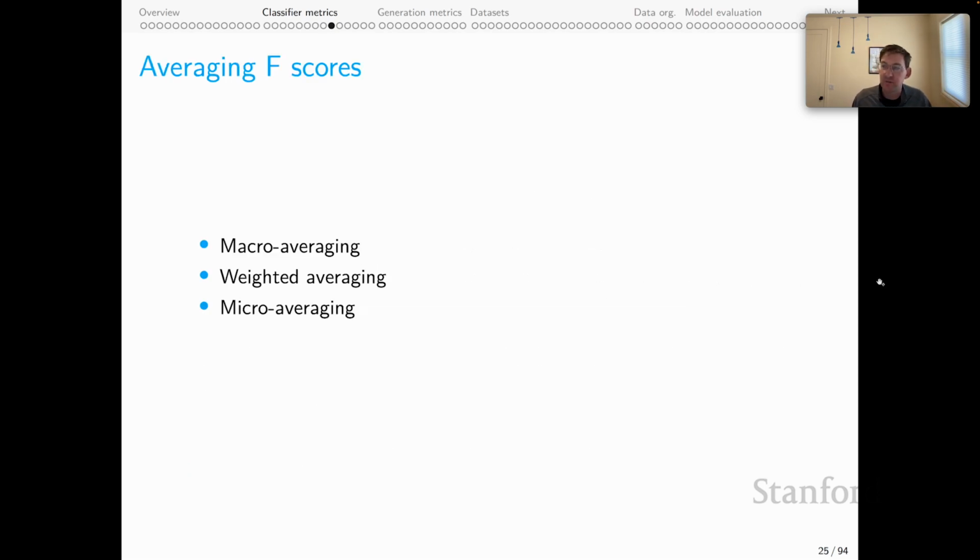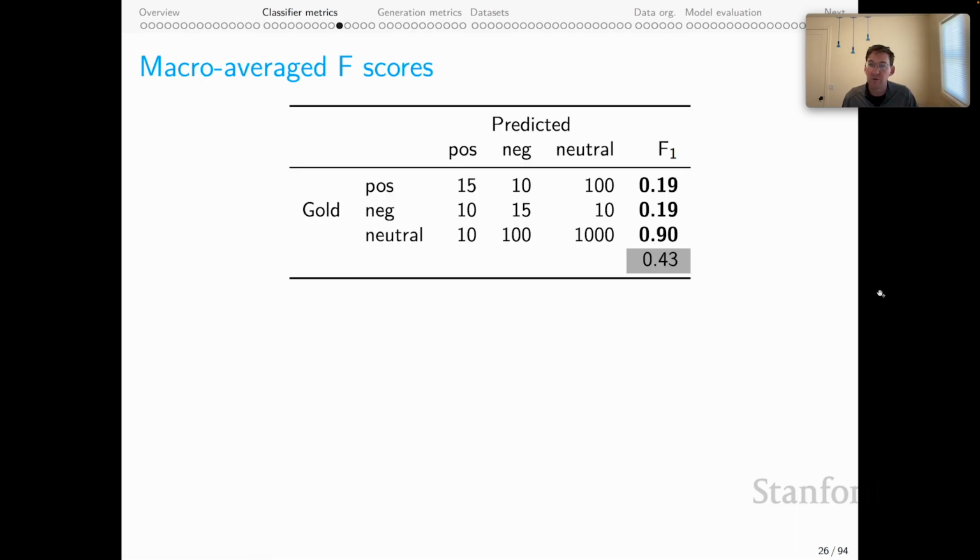We can average F scores in multiple ways. I'm going to talk about three: macro averaging, weighted averaging, and micro averaging. Let's start with macro. This is the most dominant choice in the field, and the reason is that we as NLPers tend to care about categories no matter how large or small they are. And if anything, we often care more about the small classes than the large ones because they're interesting or hard.